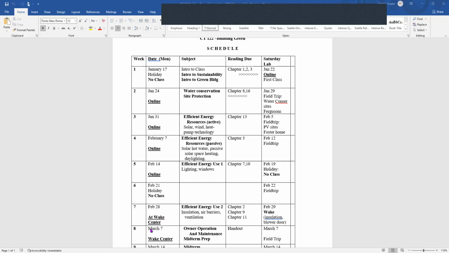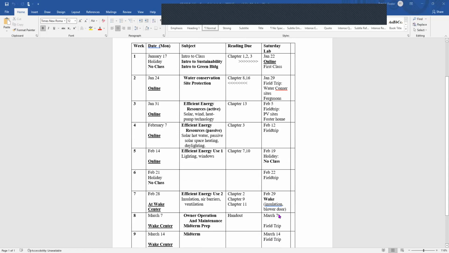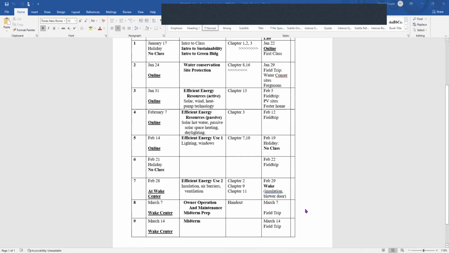Which makes sense, because then 2 days later is March 7th on a Monday. And then the March 7th one should be March 12th, and then the 14th should be March 19th. Everybody got that? Yeah. You know, if you don't care about the dates, then that won't matter. But sometimes you're trying to figure out where we are, and the dates help. Okay.